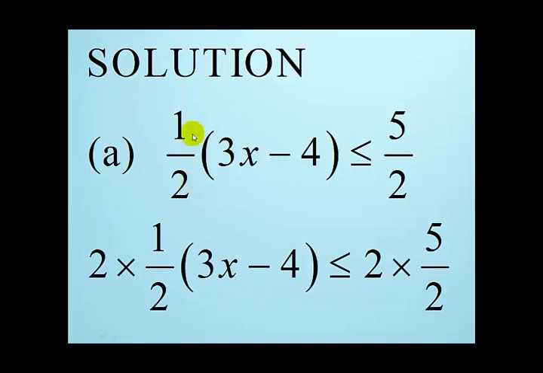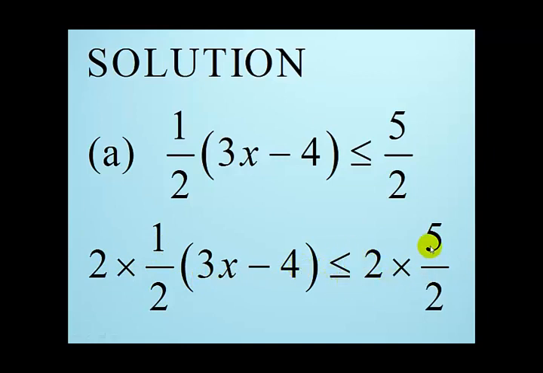Given 1 over 2 into bracket 3x minus 4 less than or equal to 5 over 2, what we have to do is to multiply through by the LCM, and the LCM is 2. So we multiply the left hand side of the inequality by 2, and that is how come we have 2 times 1 over 2 into 3x minus 4, less than or equal to, we also multiply the right hand side by 2. That is how come we have 2 times 5 over 2. Now 2 will cancel 2, and so we have 1 times 3x minus 4, and the answer is 3x minus 4, less than or equal to, 2 will also cancel 2, so we are left with 5.